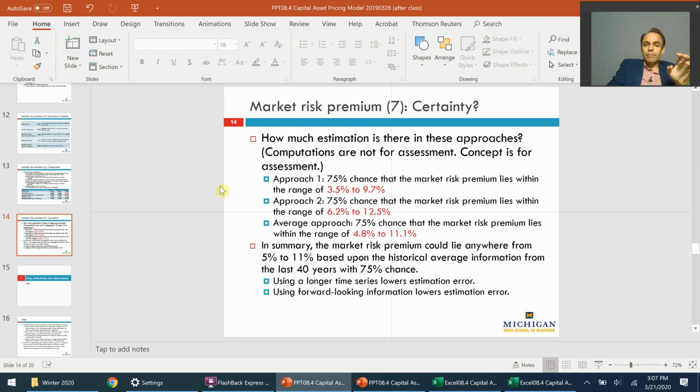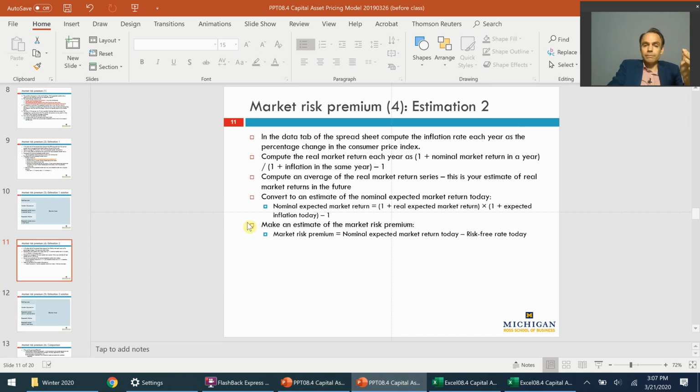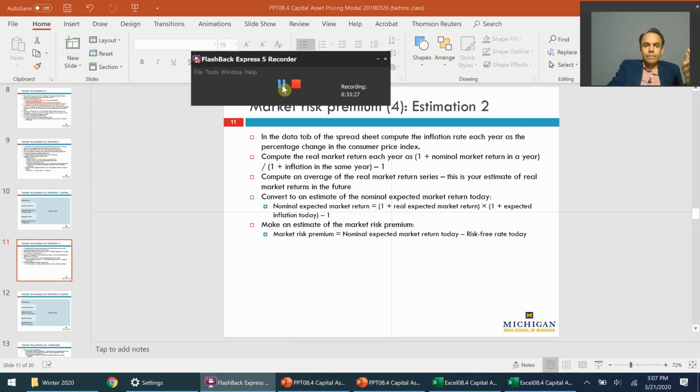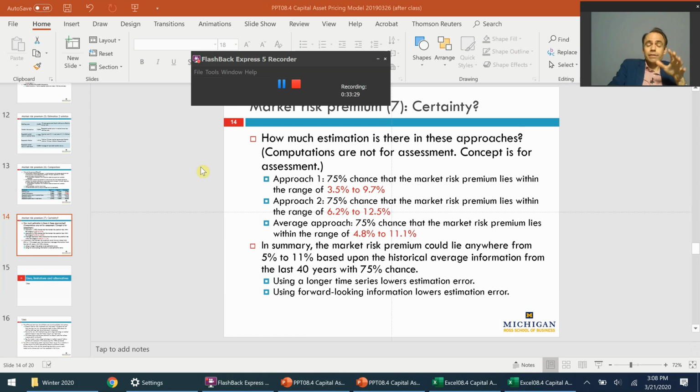Finally, how much estimation error is there in these approaches? These computations are not for assessment. This is just a concept that is for assessment. So how much estimation error is there based upon these two approaches? As I say, these computations are not for assessment. I just want to give you an idea about estimation error. So here's how I did the computation.